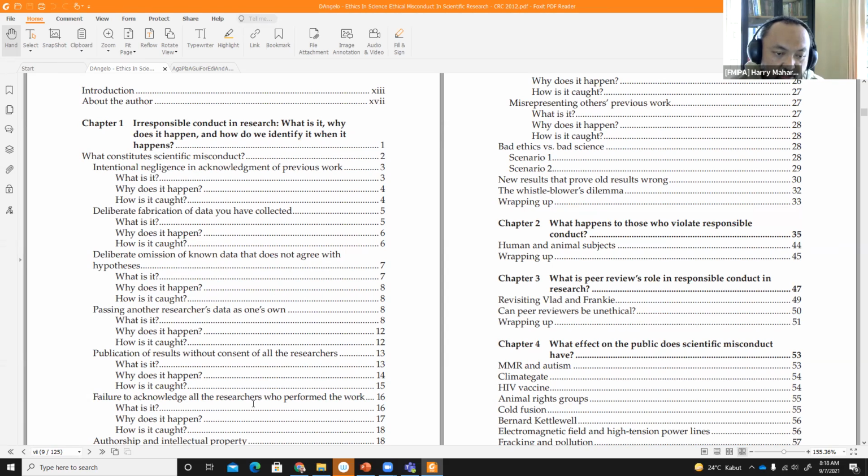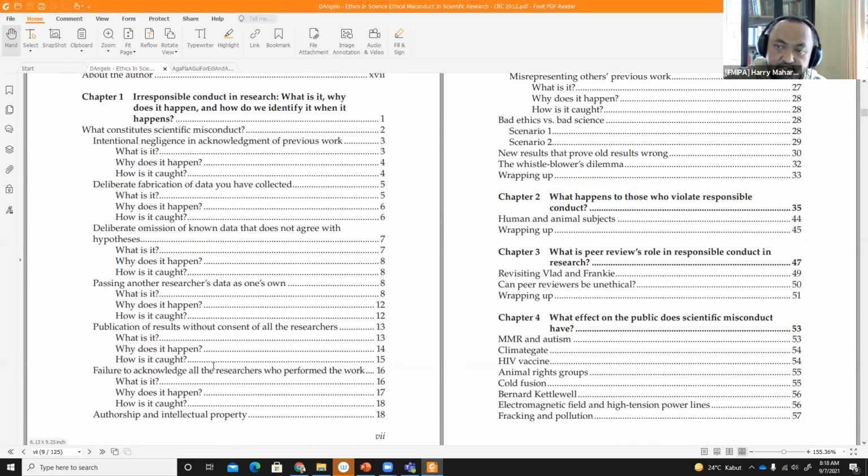And then failure to acknowledge all researchers who performed the work. Okay, if you have a group of 4 people and you only recognize the work of 3 people, for example, then it is also part of scientific misconduct. Or if you are working in a certain lab and using their facility, and when you publish your paper you didn't acknowledge or thank the head of the institution where you got the data, it is also part of scientific misconduct.